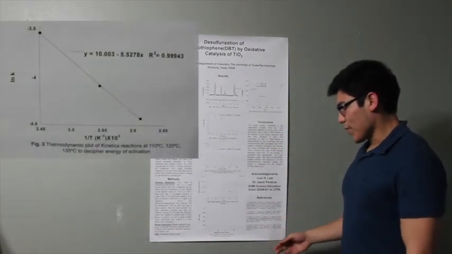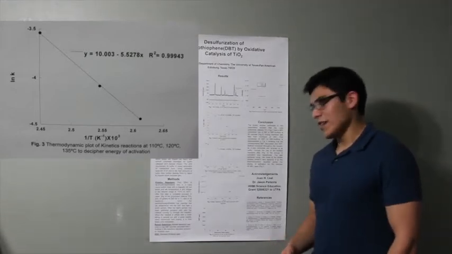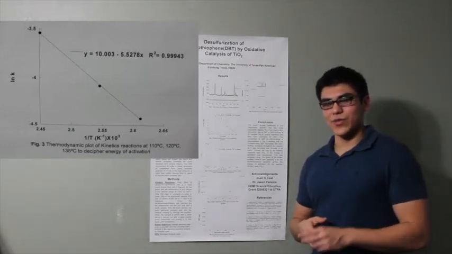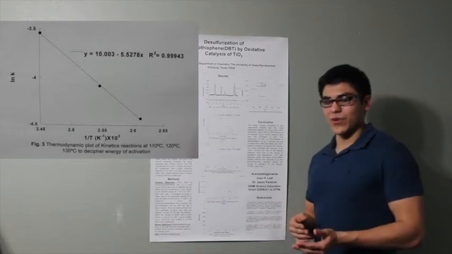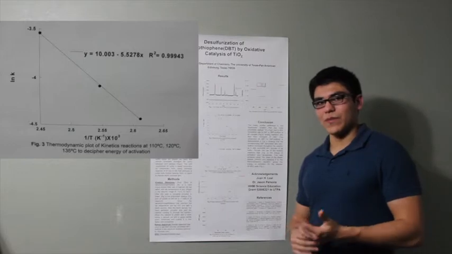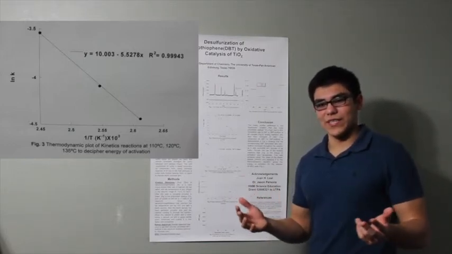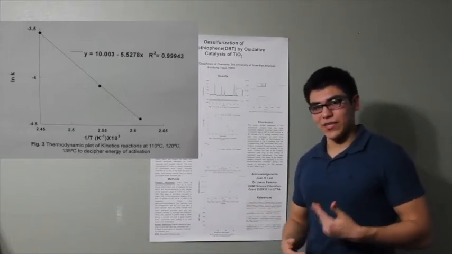Figure 3 is a thermodynamic plot of kinetics reactions at 110 degrees Celsius, 120 and 135 degrees to decipher the energy of activation. Now the reason we had to do that was because we used y = mx + b, and we had the ln k, the constant for the energy of activation, and we had to solve for m. And the reason we solved for m is to get the energy of activation, which we didn't know starting out this project. We didn't know the identities of this catalyst. As I said, we had to discover that through the experimentation process.